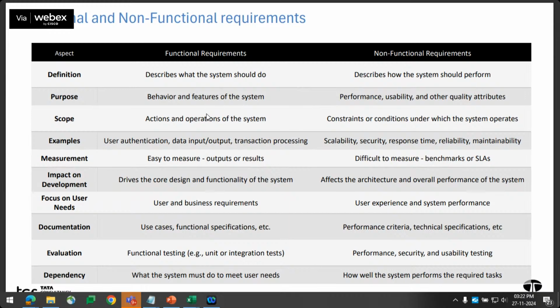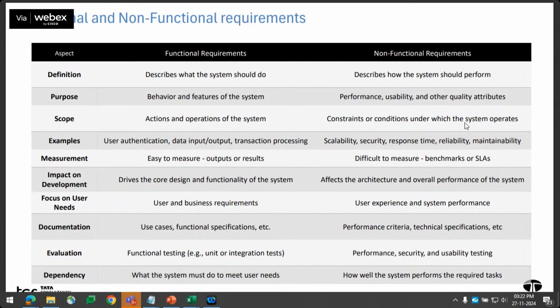And then the behavior and features of the system, and then the performance and usability of the application, is what is non-functional. And then scope is the various actions when the end user uses this system, what are the various actions and the operations the end user can perform.